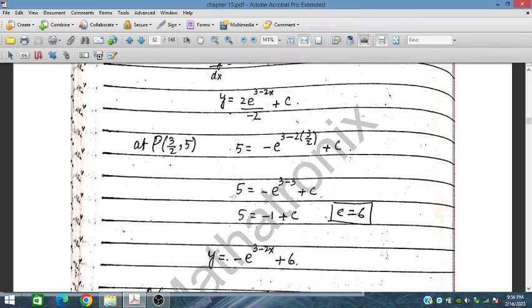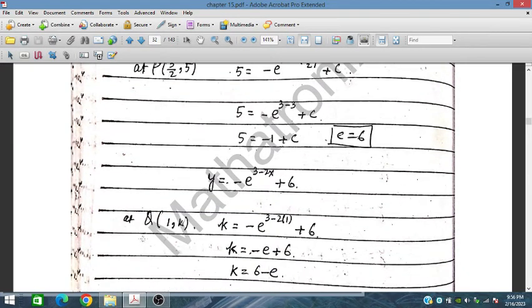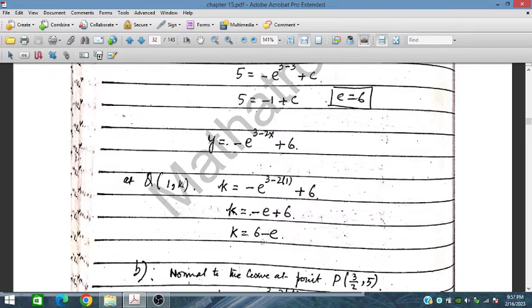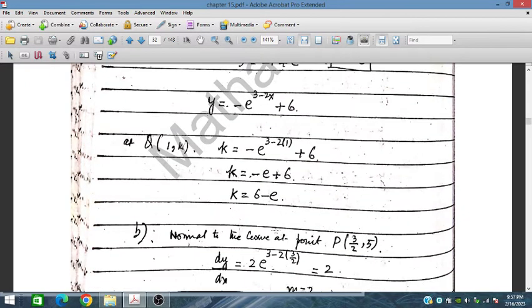So y is equal to minus e^(3 - 2x) plus 6, and Q also lies on the curve, so (1, k) lies on this curve. In place of y we write k and in place of x we write 1. As a result, we obtain k as 6 minus e. So k is obtained as 6 minus e.